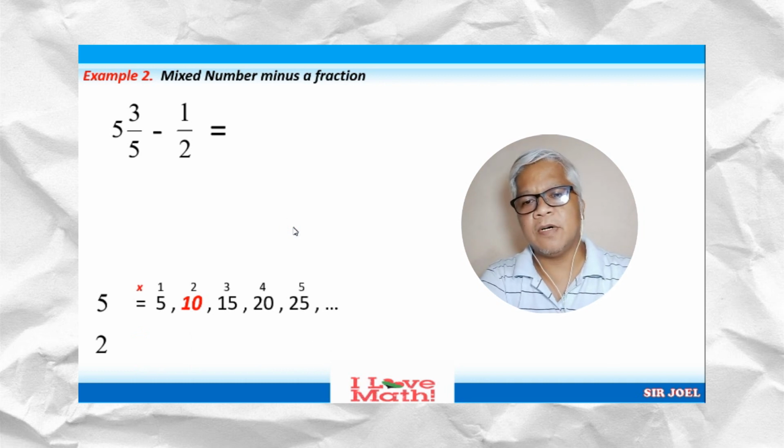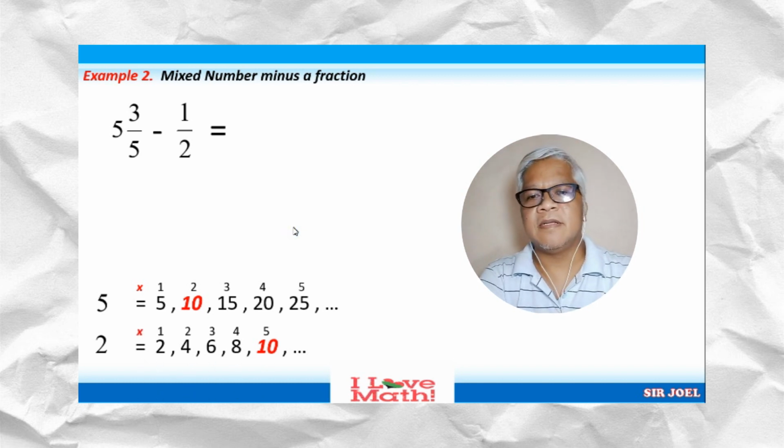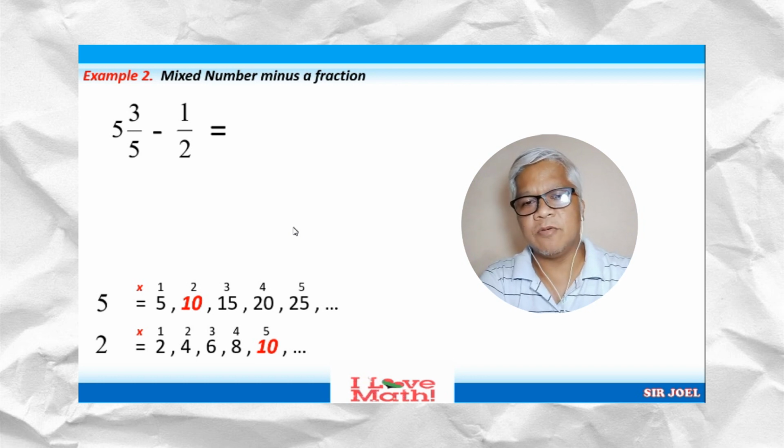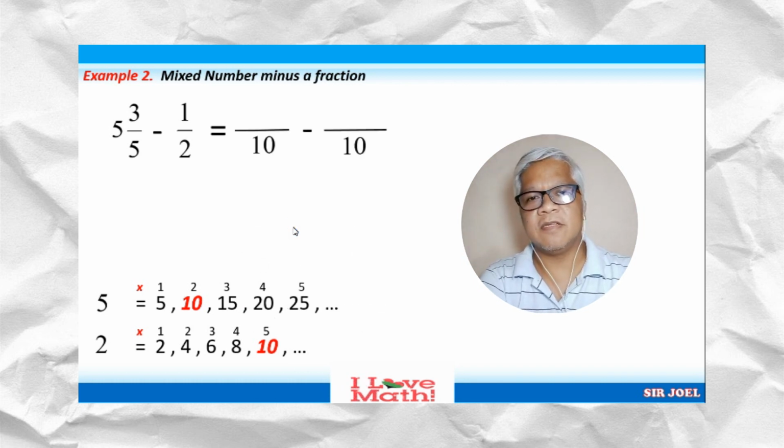Multiples of 2 are 2, 4, 6, 8, 10, and so on. Multiply natin ito by 1 to 5. Now, look at the common multiple of 5 and 2. The answer is 10. At yung 10 na yon ang ating common denominator. Again, isosolve lang muna natin.